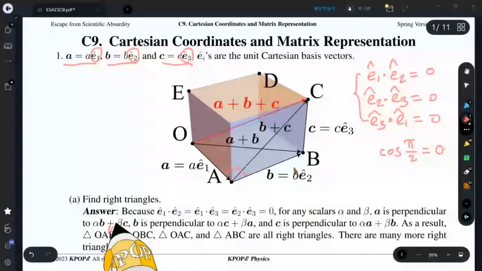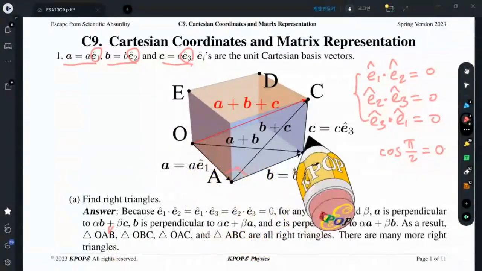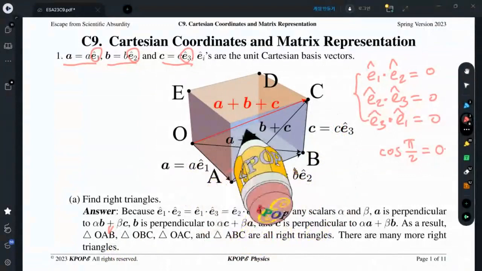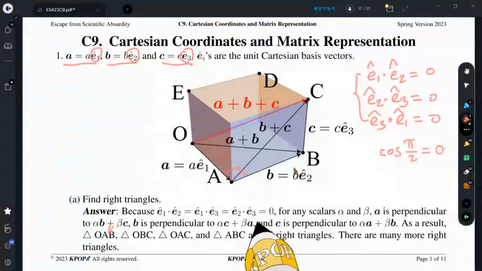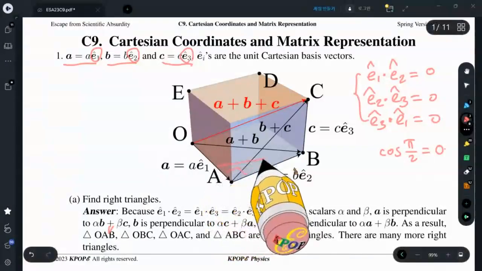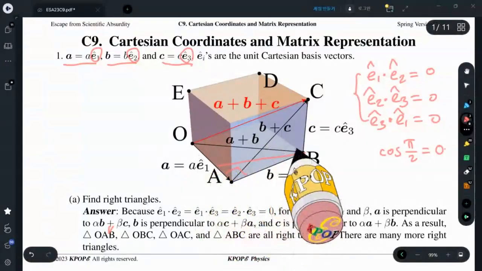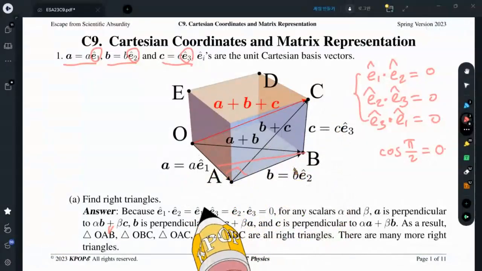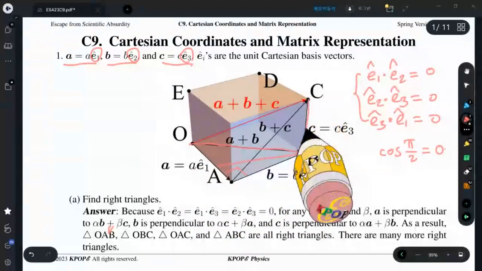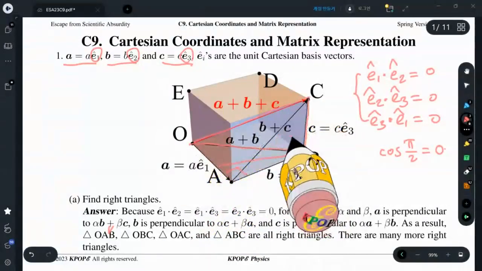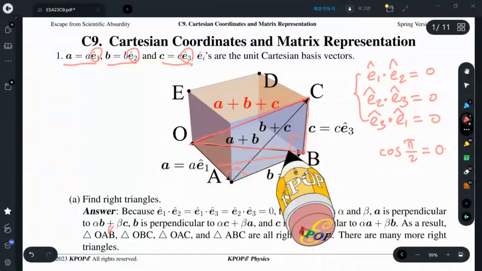Okay, OBC. This plane, xy plane, and z-axis, they are perpendicular to each other. So any straight line on this plane and the z-axis make a right triangle. So this is also a right triangle. Okay.